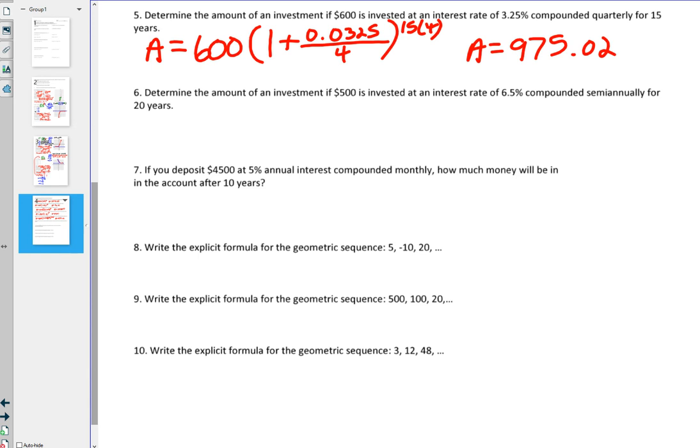Okay, number 6, determine the amount of investment if 500 is invested at 6.5 compounded semi-annually. So same thing, amount, but now it's 500, 1 plus 0.065. What's for semi-annual? 2 to the power of 2 for 20 years. So 2 times 20, that's going to be 40. I'll go a little bit more quickly because I don't want to run out of time. Divided by 2 plus 1 power 40 times 500.